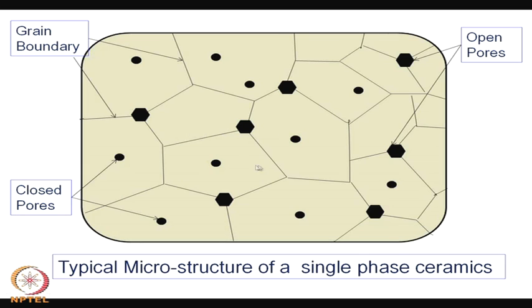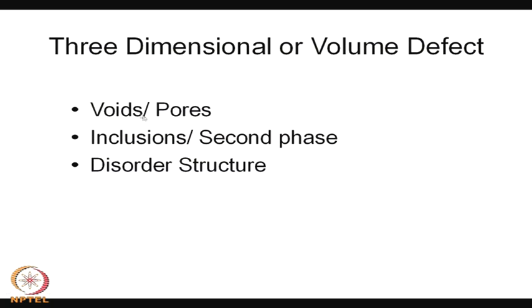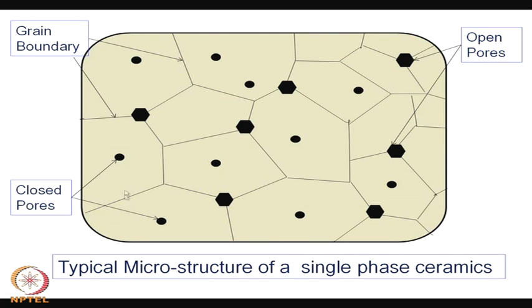Looking at the same microstructure, this is what we call a void, because these pores are nothing but voids, okay. So, large voids are there. Obviously, this is a 3 dimensional defect. Whether it is intergranular or intragranular, both of them have some volume, and therefore these pores are always 3 dimensional defects.